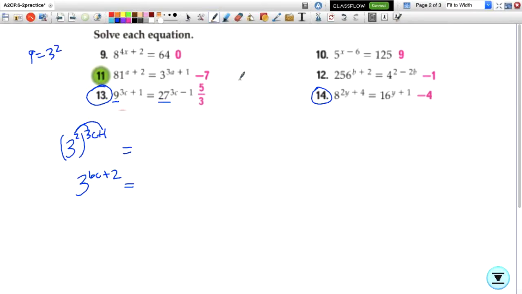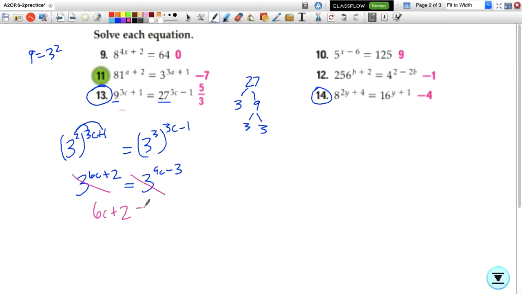So this 27 can also be factored. I know what this is in my head, but again, I want it to be a base of 3, so I'm going to start by pulling out a 3. And I end up seeing 27 is the same thing as 3 to the third. But that's also going to be raised to the 3c minus 1. So I'm going to send this 3 here and rewrite it. 3 times 3 is 9c, and 3 times negative 1 is minus 3. So now because my bases are the same, cancel, cancel, I get 6c plus 2 equals 9c minus 3.